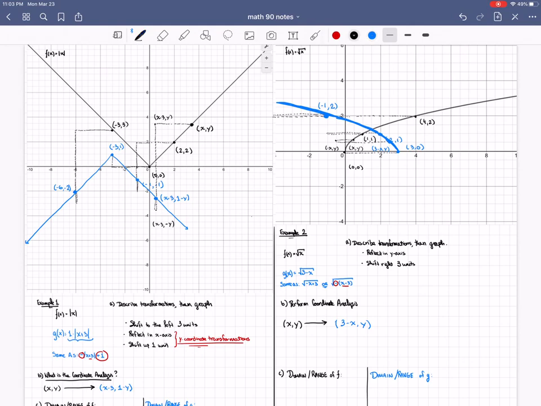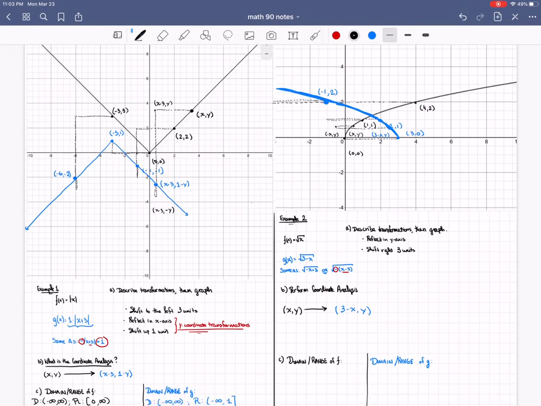Okay, let's talk about domain and range. So here domain and range are pretty interesting. The domain of f is not all real numbers. It's all the numbers from 0 to infinity, and the same is true for the range, from 0 to infinity. Now, talking about the domain and the range of g, remember none of our transformations impacted the y-coordinate. So the range is the same as it was. It's still from 0 to infinity.